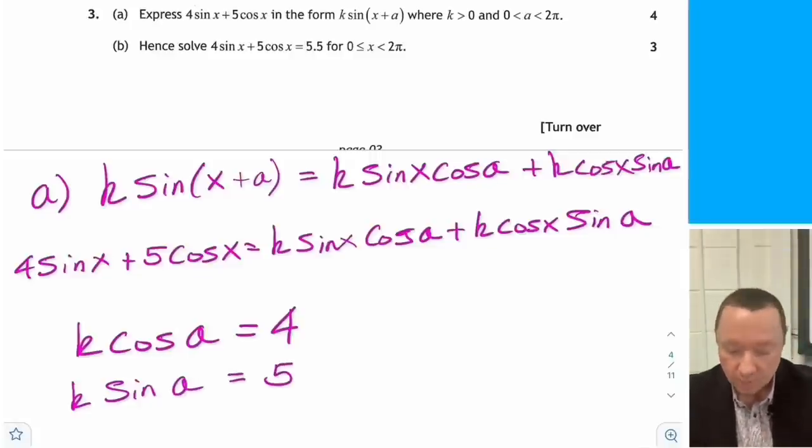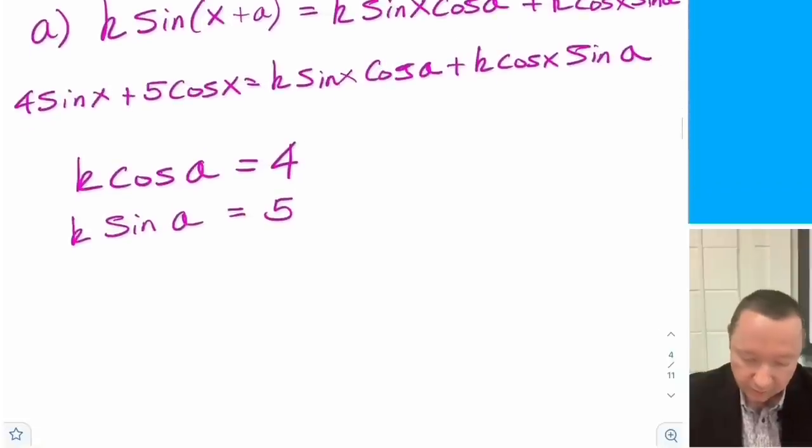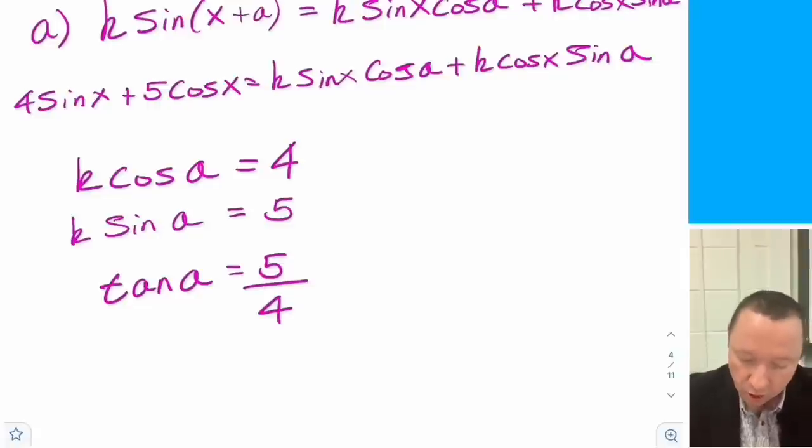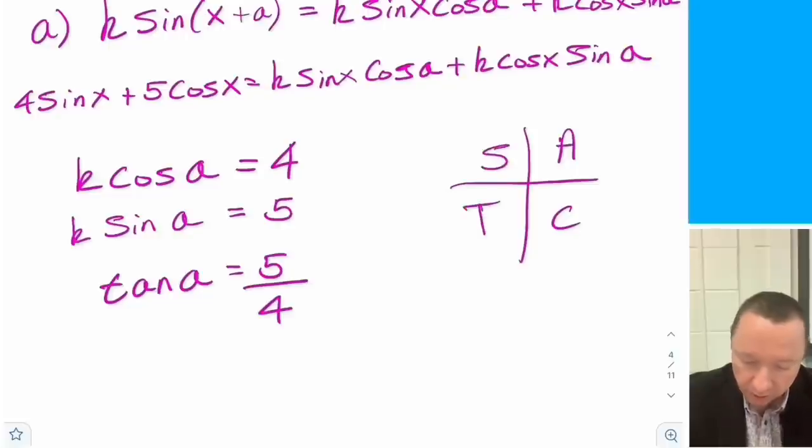Sine divided by cos, remember, is tan, so if I divide at this moment in time, we'll get tan A straight away equals 5 over 4. We should check which quadrants A is going to be in, and we can do that by checking our original equations.